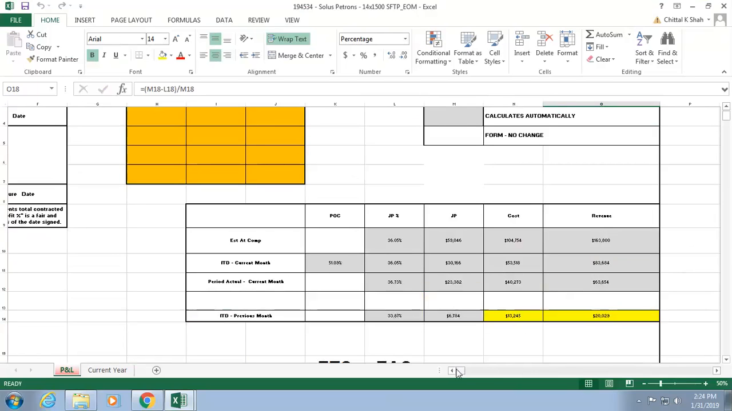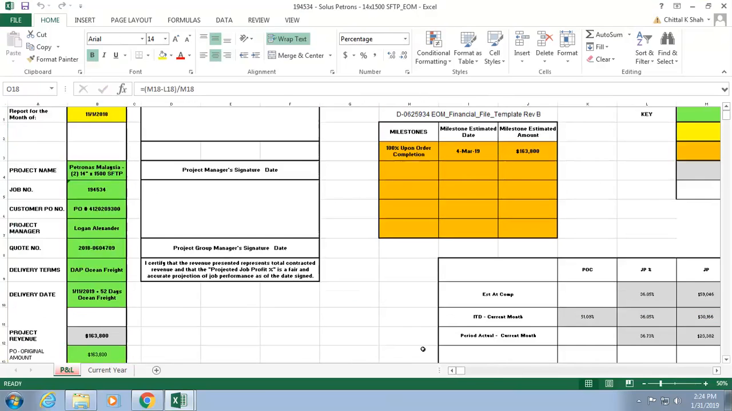So there are a few more things over here. There's a little sign box over here where the project manager and project group manager would sign to confirm that what I'm saying is the factual scenario. And that's because what you want to do is take these numbers and roll it all up as a business, as a project and as a business, and you'll roll it all up as a division, and you'll roll it all up as a company, and you're going to go to the market saying, this is what I'm going to be doing this month.